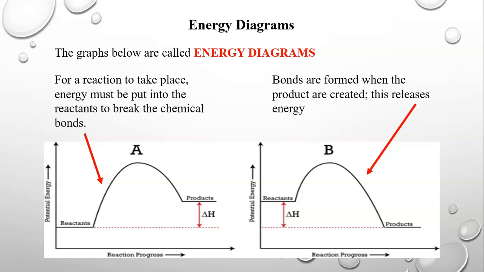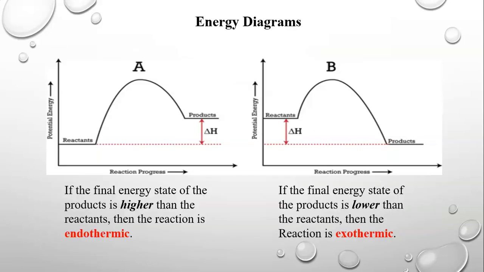Okay, now when bonds are formed and the products are being created, they're going to a lower energy state, so they're releasing energy. And that's what you see in the red arrow on the right. So the bonds are formed when the products are created. This releases energy. Now you'll notice these two graphs are a little different. In one of them, the products end up higher than the reactants, and in the other, the products end up lower than the reactants. So let's examine that.